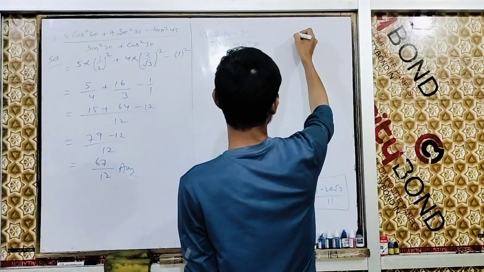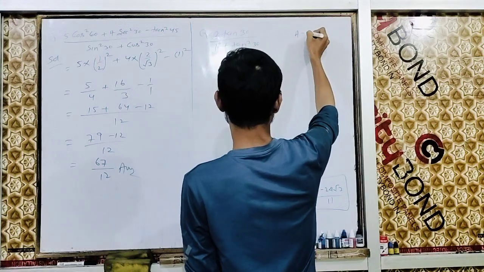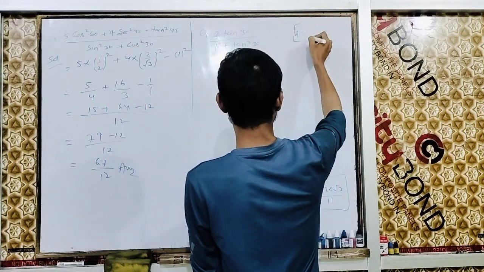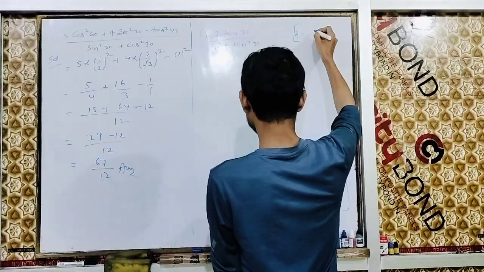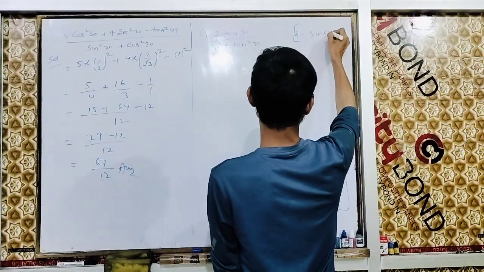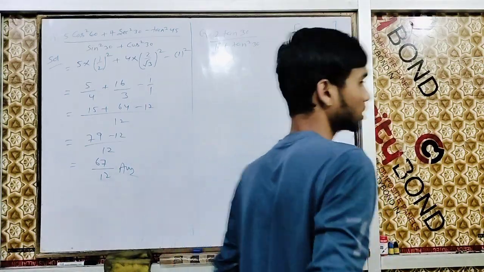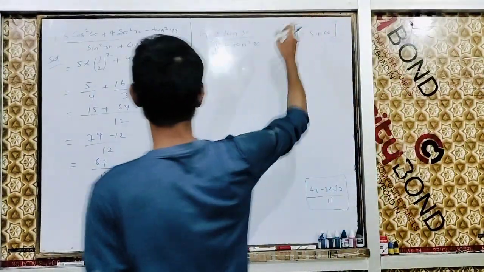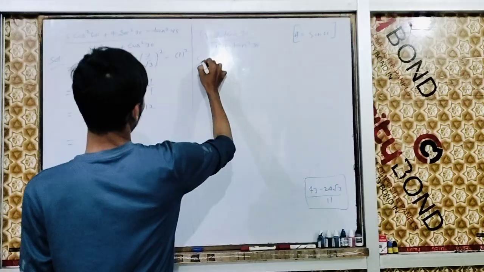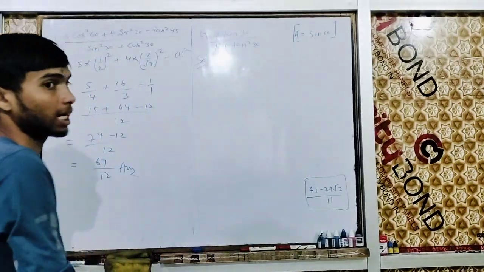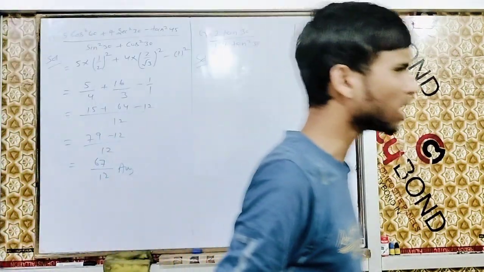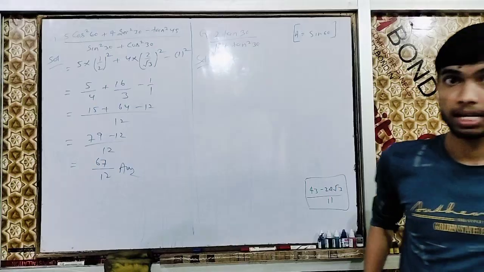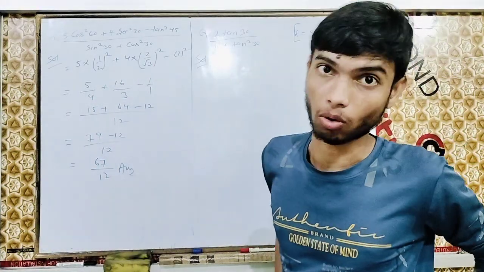And the answer is sin 60. Let's see how it will come. First of all, the value of tan 30. We know that this is sine upon cos.